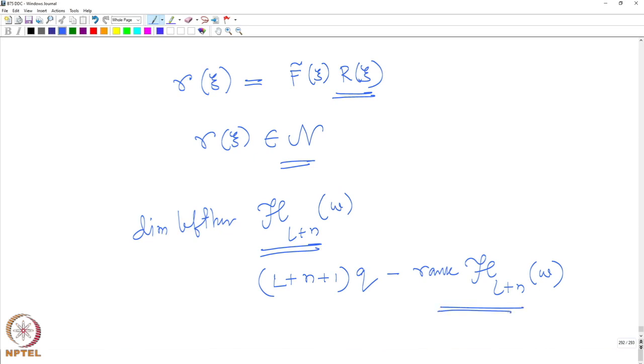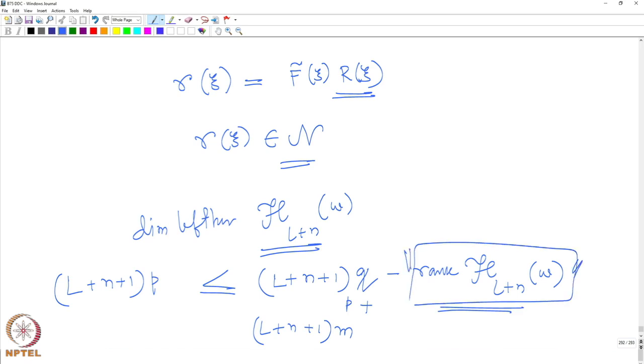What will be this rank? On the left hand side, if there is no intersection, then the number is L plus n plus 1 times P. This is actually equal to P plus L plus n plus 1 times M, right? And because it is contained, it is like this. So, I must play around with the number here of this guy, which will give me the condition, so that this leads to some sort of a contradiction. That means this number is turning out to be strictly bigger than whatever number we have on the right side. If we can do that, then we are through.